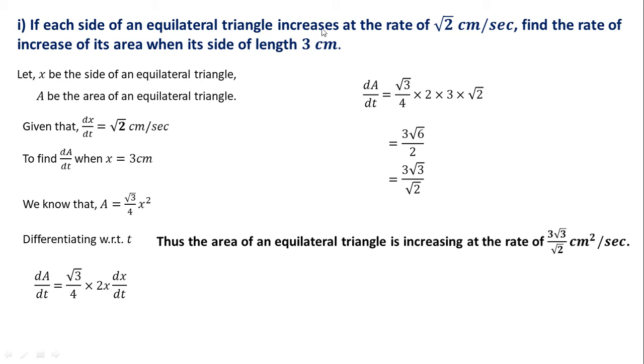So see, whenever the rate of change of a certain quantity is given to you, then we have to apply the derivative. Here, we apply dx by dt, which is given to you, that is root 2 centimeter per second, and we have to find out dA by dt. And in this case we require the formula of area of an equilateral triangle, and differentiating that we get the answer. Okay, so this is the question on rate measure, a very simple question. Okay, now we will see another question. So let us see now.